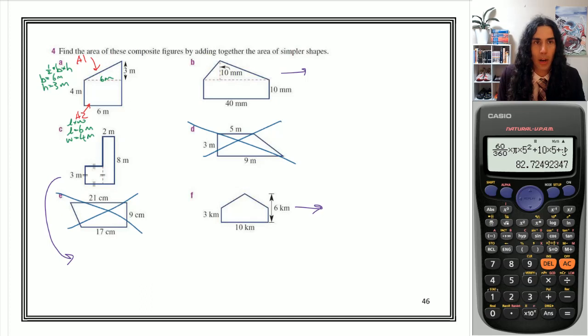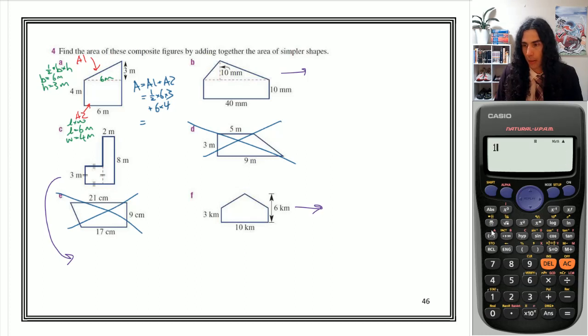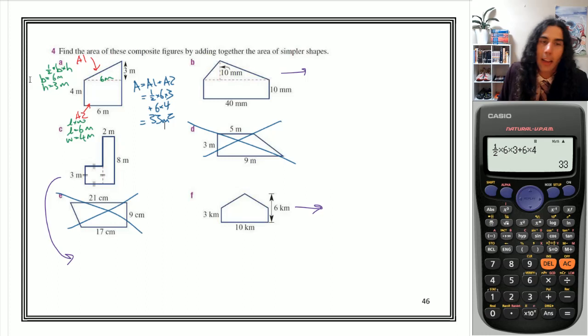So now I can write out the answer. Area equals A1 plus A2. So half times 6 by 3, plus 6 by 4. Calculator will give us 9 plus 24, 33. But let's check it. 33 meters squared, done. So that's how we do it. I like this way, splitting it up. If you want to do it the way they did it, that's fine too.